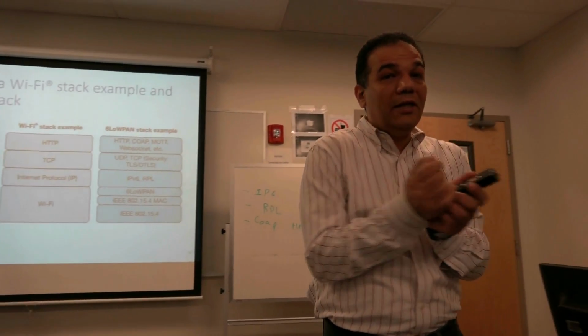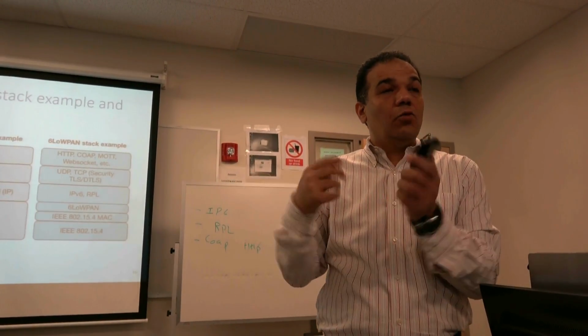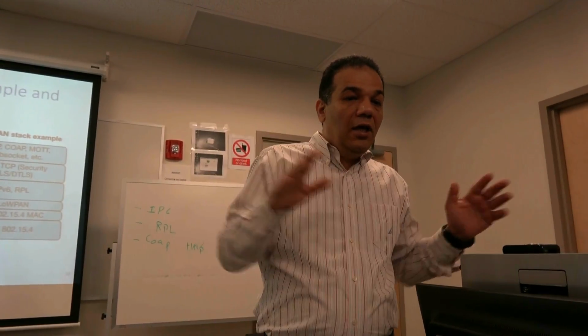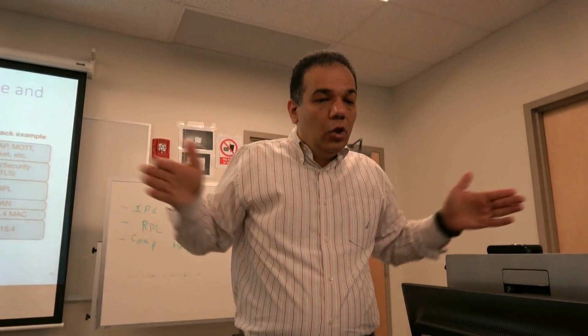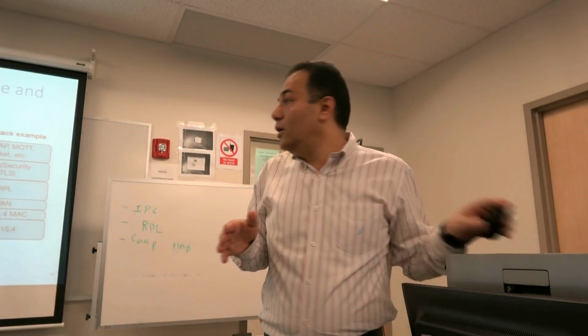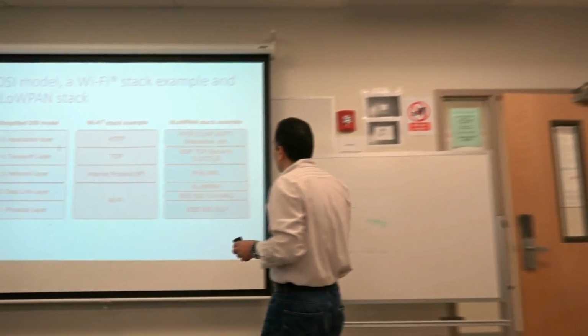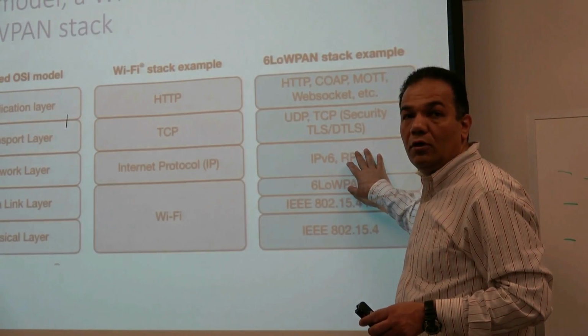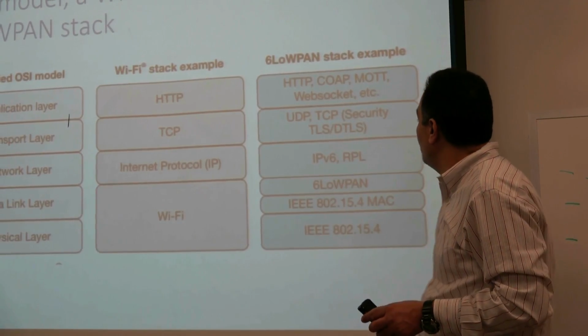Okay? Who does that? This layer. It does compression and fragmentation. When you have a big data packet, you fragment it, and for the headers, instead of using the big headers, you compress them. Okay? So it's kind of an adaptation layer. And we're going to talk next class about RPL, which is a routing protocol that is more efficient than OSPF.